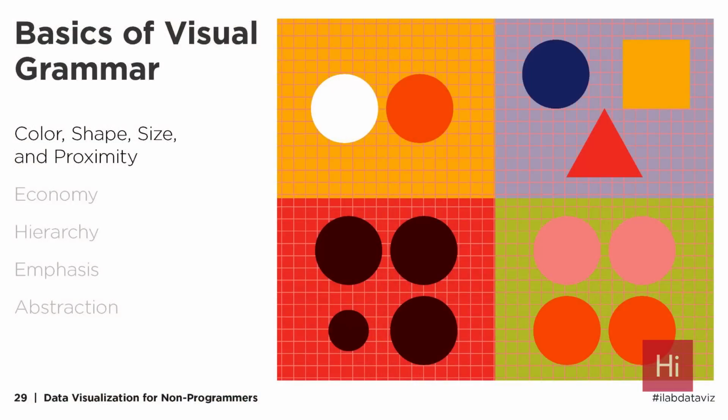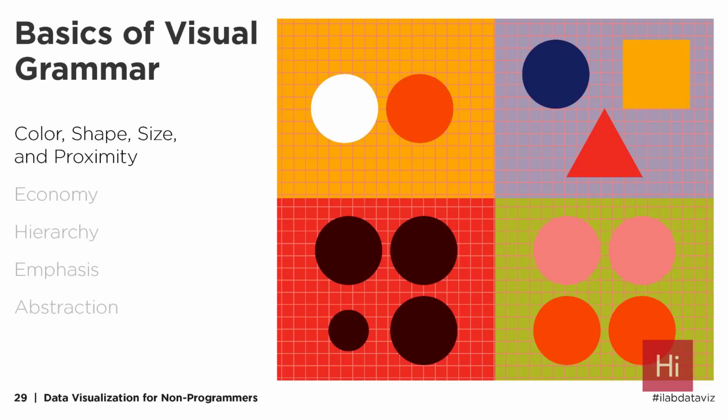Color, shape, size, proximity. These are all some of the simplest things you can do in order to differentiate some information from others. Color, let's say that you are creating a bar chart and one of those lines actually is more important than the other and you want to direct the reader's attention there. So, make that one red and make the others gray. I think simple enough.